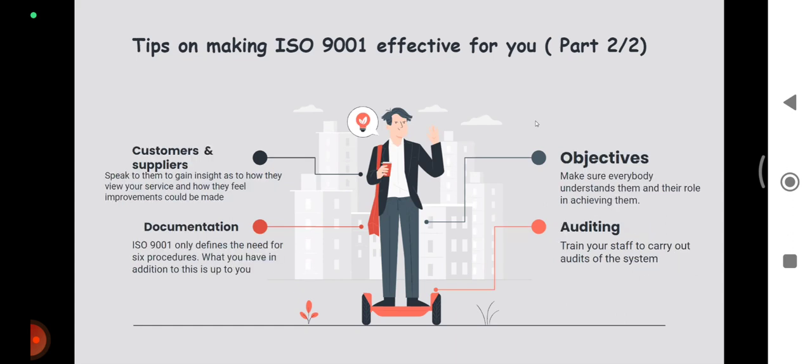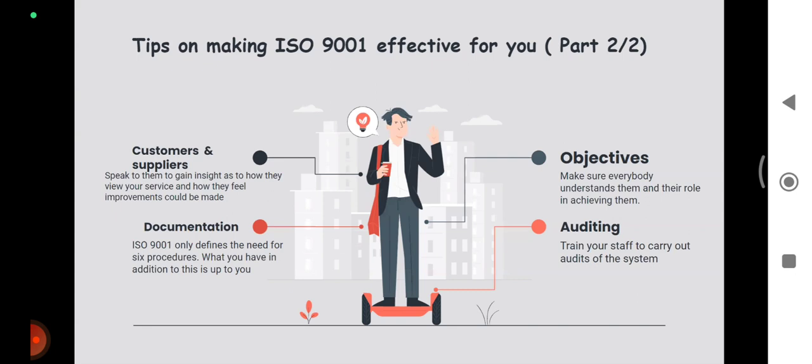The second aspect here is documentation. As I said, ISO 9001 defines the need for only 6 procedures. What you have after that is up to you, which is usually unnecessary. And then auditing: train your staff to carry out audits of the system. The more auditors you have in your organization, the better. I usually give the example that if everyone in your city is a policeman, we expect the crime rate to be low because everyone is watching out. That is basically the idea here.